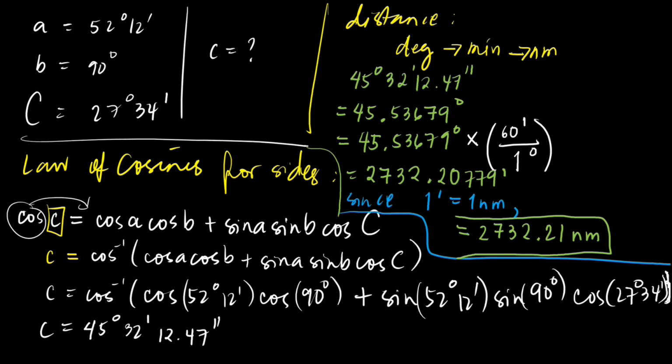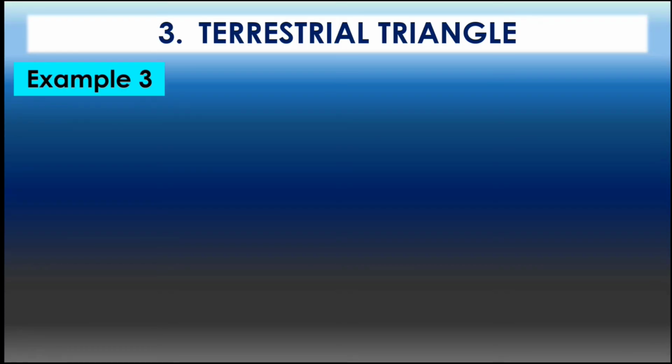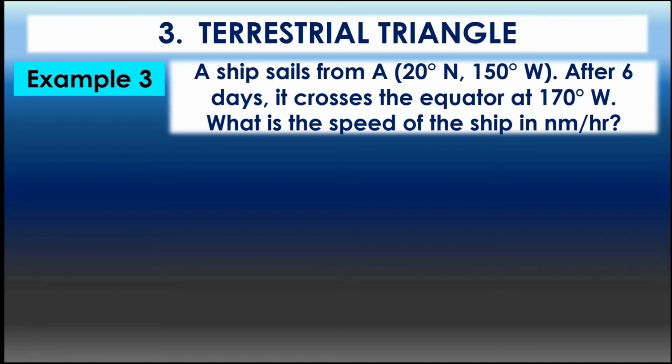So let us go back to the PowerPoint. For the last example, a ship sails from A that has the coordinates 20 degrees north, 150 degrees west. After 6 days, it crosses the equator at 170 degrees west. What is the speed of the ship in nautical miles per hour?